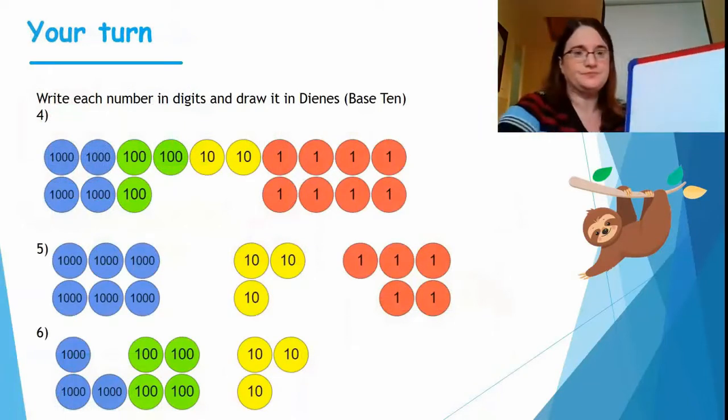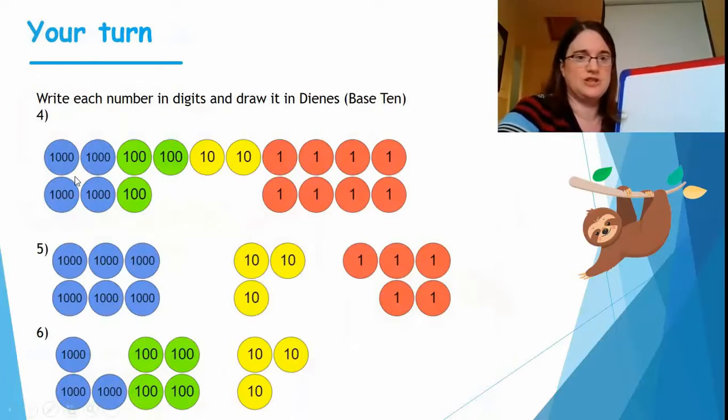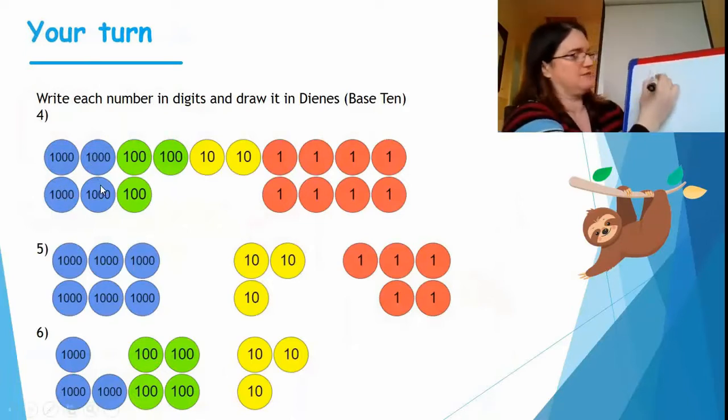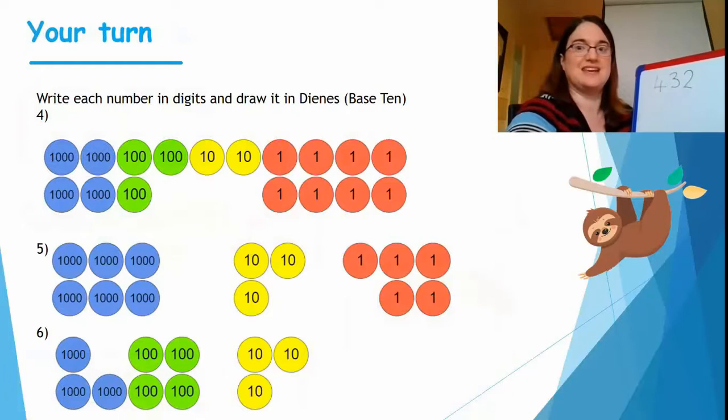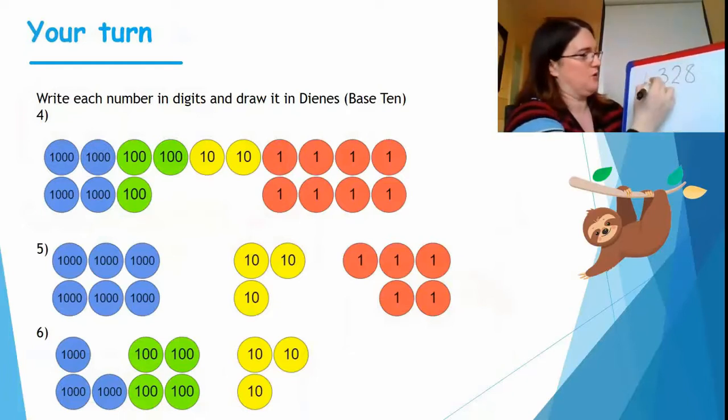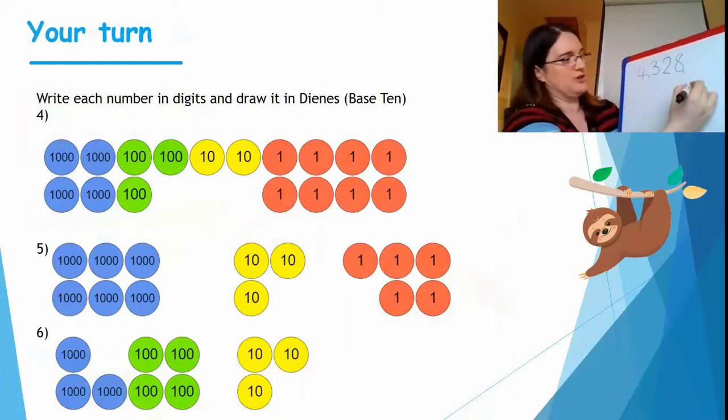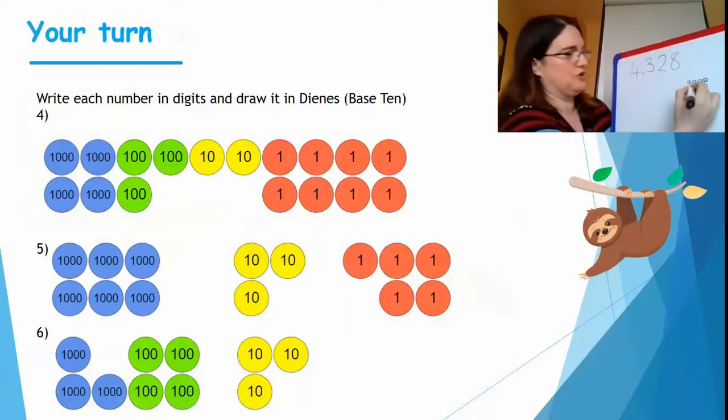So the first one, number 4, 1,000, 2,000, 3,000, 4,000, 320, 1, 2, 3, 4, 5, 6, 7, 8. Pop a comma in. Then I'm going to draw them. So I should have 8 of these. Check you've got 8 little cubes drawn.